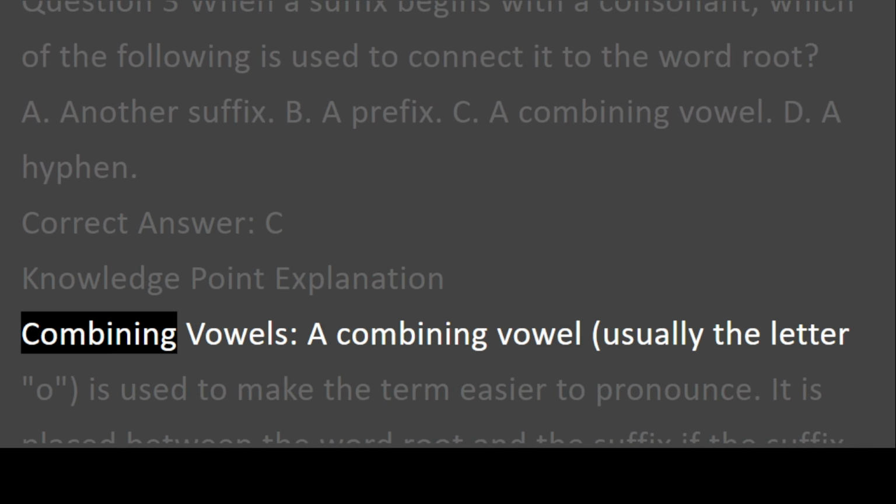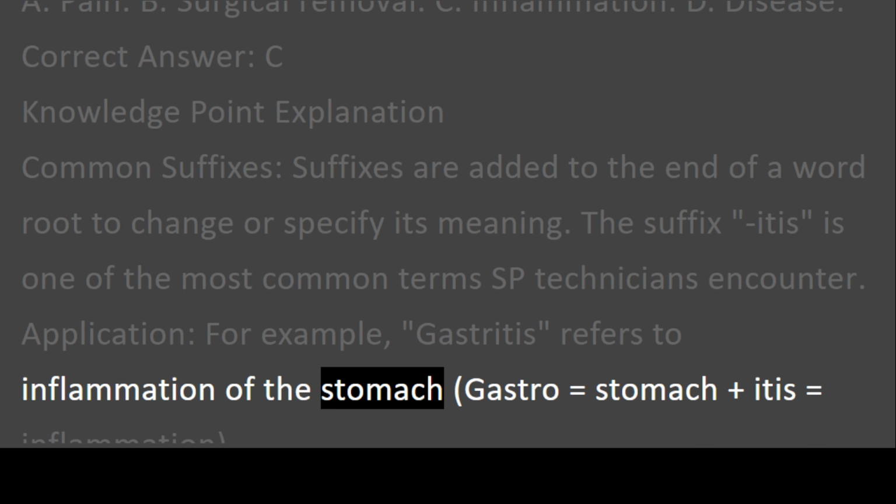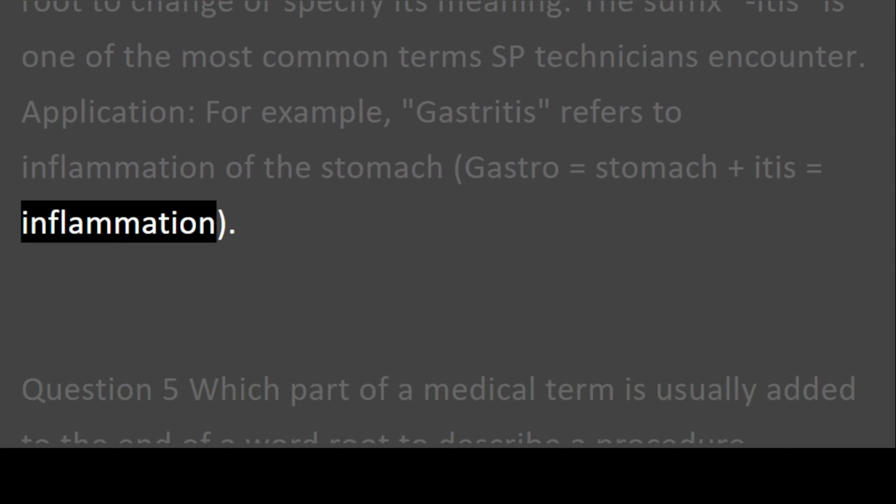Knowledge point explanation. Common suffixes. Suffixes are added to the end of a word root to change or specify its meaning. The suffix -itis is one of the most common terms SP technicians encounter. Application. For example, gastritis refers to inflammation of the stomach. Gastro equals stomach plus -itis equals inflammation.